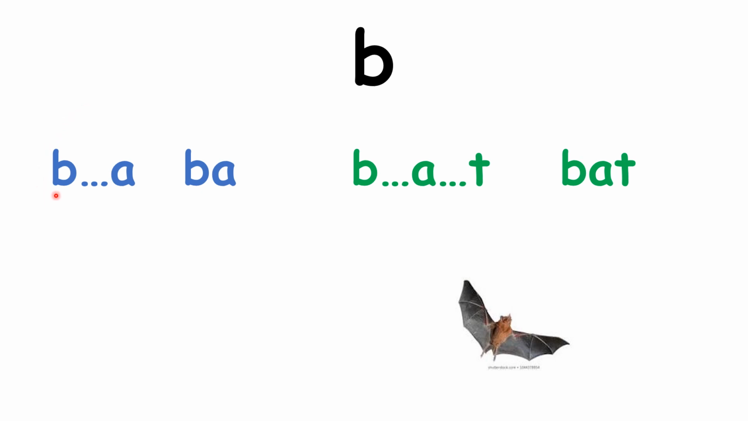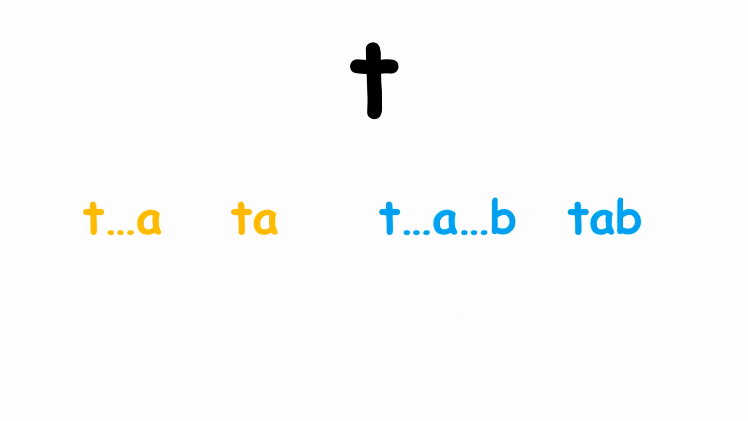Letter B sound as B. Let's read. B, a, ba. Next. B, at, bat. So where's the bat? Here's the bat. Good job.